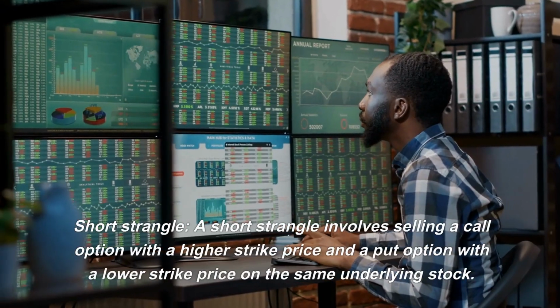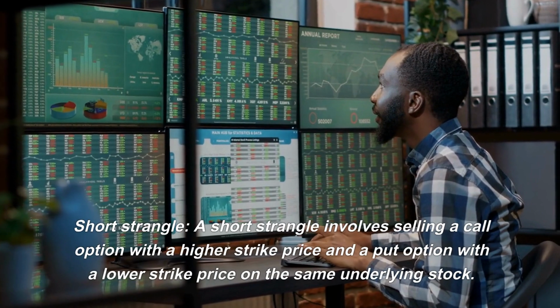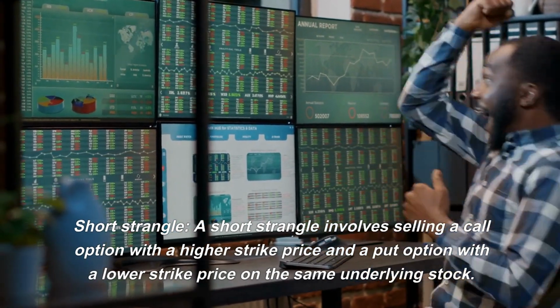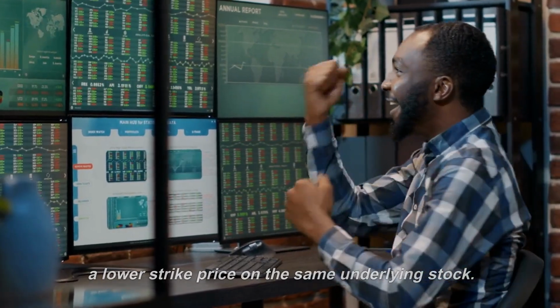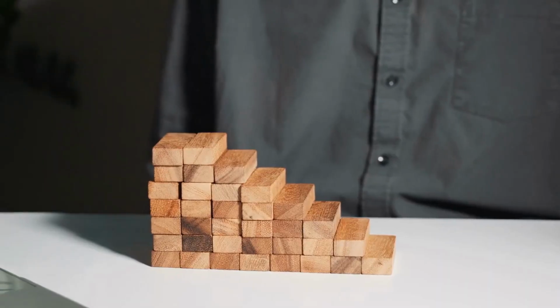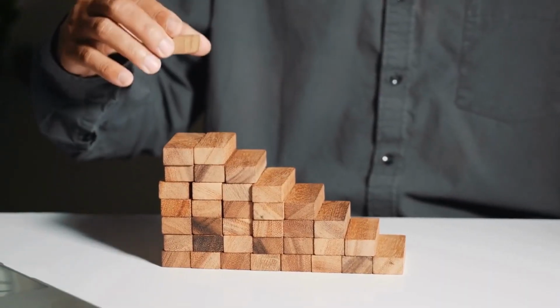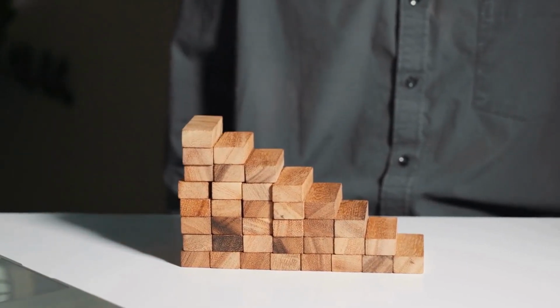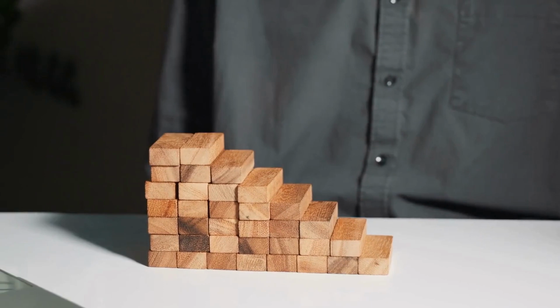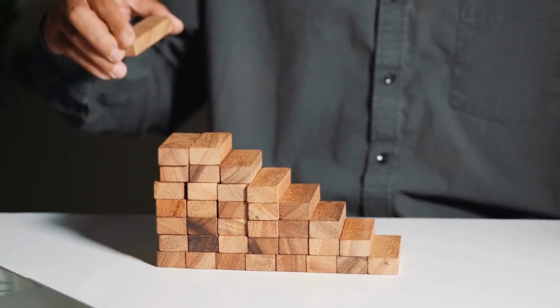Short strangle. A short strangle involves selling a call option with a higher strike price and a put option with a lower strike price on the same underlying stock. This strategy allows the trader to generate income from the option premiums, but also carries the risk of potentially unlimited losses if the stock price moves significantly in either direction.